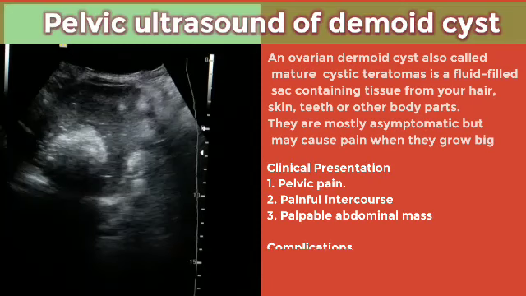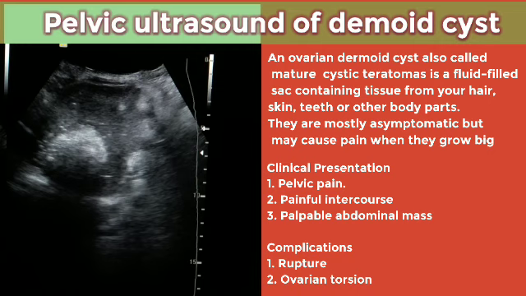Pelvic ultrasound of dermoid cyst. An ovarian dermoid cyst, also called mature cystic teratoma, is a fluid-filled sac containing tissues from your hair, skin, teeth, or other body parts. They are mostly asymptomatic but may cause pain when they grow big. The clinical presentation includes pelvic pain, painful intercourse, and when they are very huge, it can be palpable.